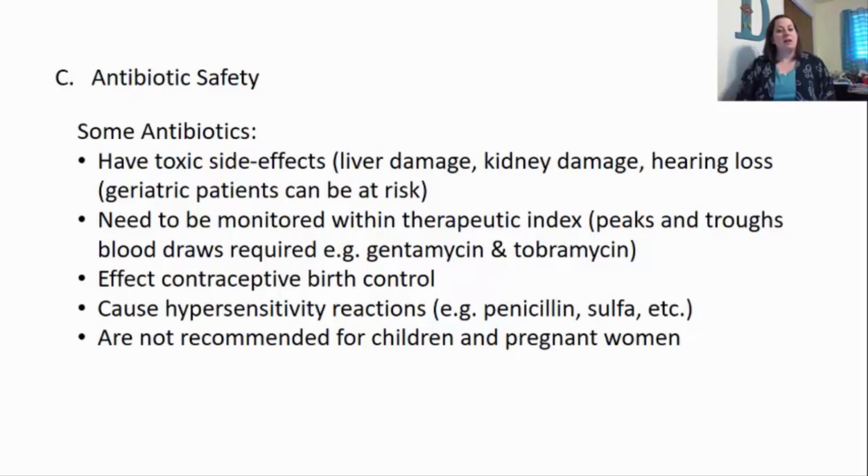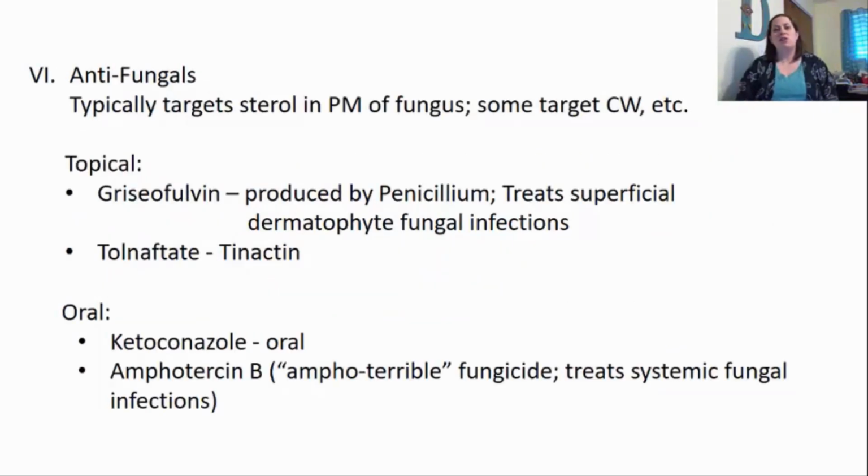Some antibiotics cause hypersensitivity reactions. This is like an allergic reaction. This is seen sometimes with penicillin, also with some of the sulfa drugs where people are allergic to the sulfa. And some antibiotics are not recommended for children and pregnant women because based on their age, based on the fact that they have a fetus developing inside of them, it is not good for them to take those particular types of antibiotics. These last groups we're going to talk about are harder to treat because of the fact that their cells are very similar to our cells.